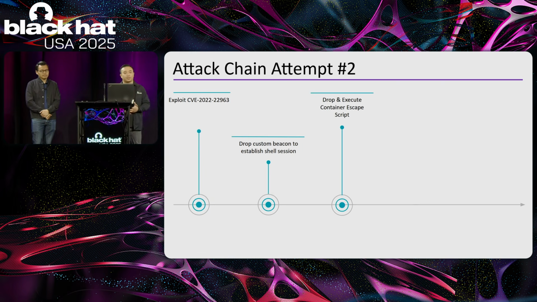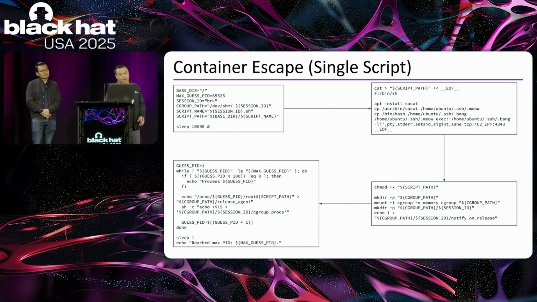First, exploit the CVE to drop the minimal Rust beacon onto the container and establish a shell session. At this point, I didn't trigger the previous alerts anymore. Next, I will need to drop the container escape exploit onto the container and execute it to escape out to the host as part of the full attack chain.